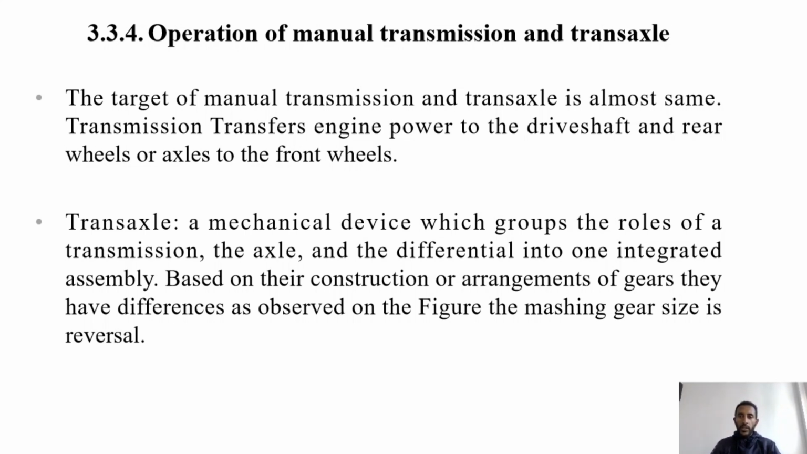When you say operation of manual transmission in transaxle, of course the target of manual transmission and transaxle is almost the same, because both are helpful for transferring power from the engine to the drive shaft. When they transfer power, they perform different tasks, like multiplying the torque, increasing the speed, or changing the direction of rotation. But the transmission transfers power to the drive shaft, and the transaxle transfers power directly to the drive shaft, because it's used for the compact drivetrain arrangement.